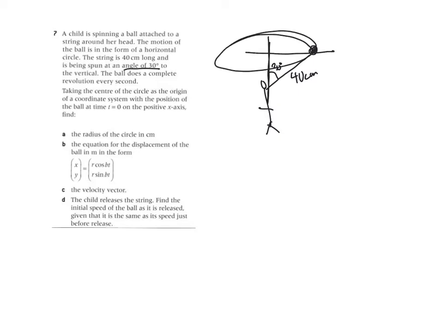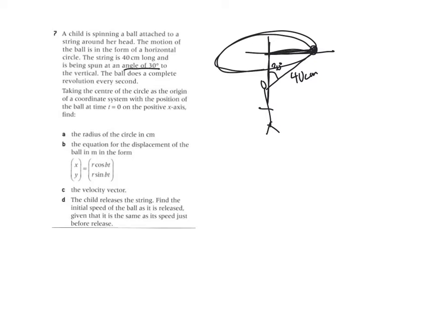So in this problem, we have a child who's spinning a ball attached to a string on their head. So here's the child, let's say, and they have a string, and the ball is here. And this string is 40 centimeters long, and it's being spun at an angle of 30 degrees to the vertical. So that means here's the vertical. This is 30 degrees. And so if I think about this, this ball is going around in a circle here.